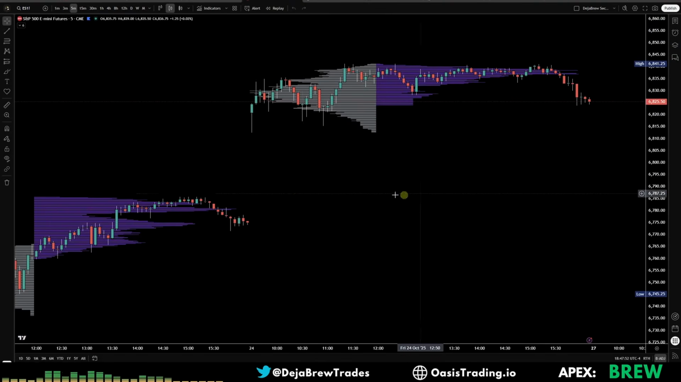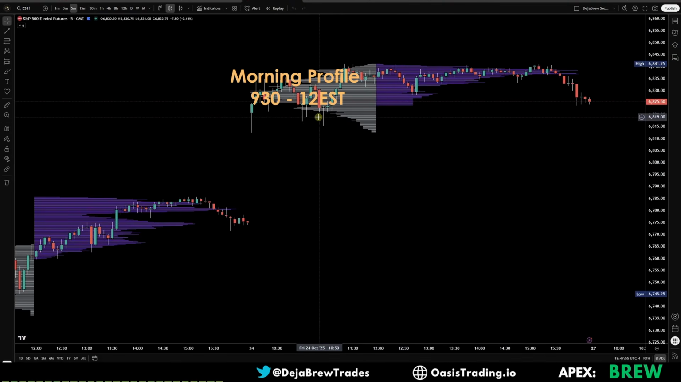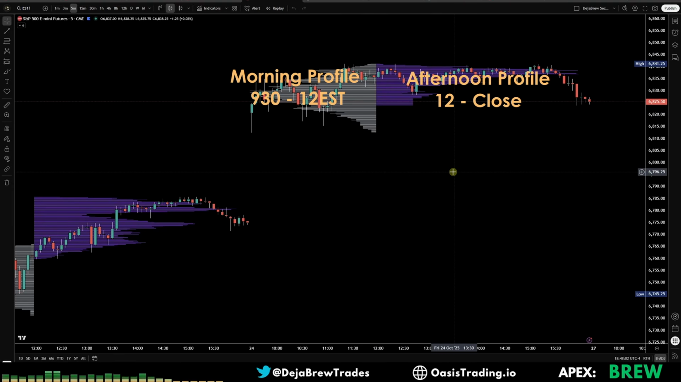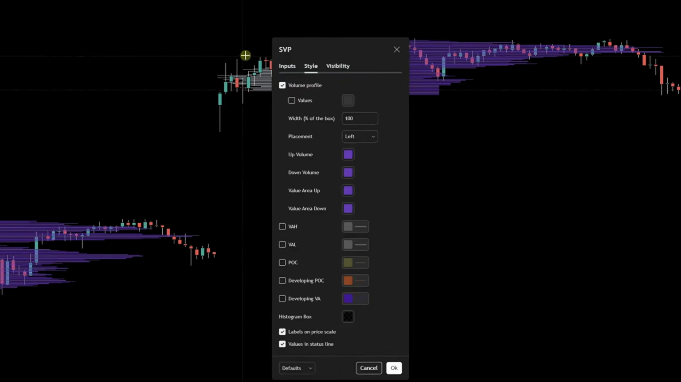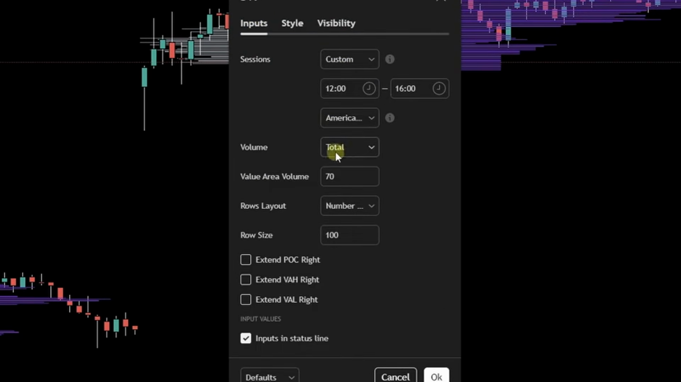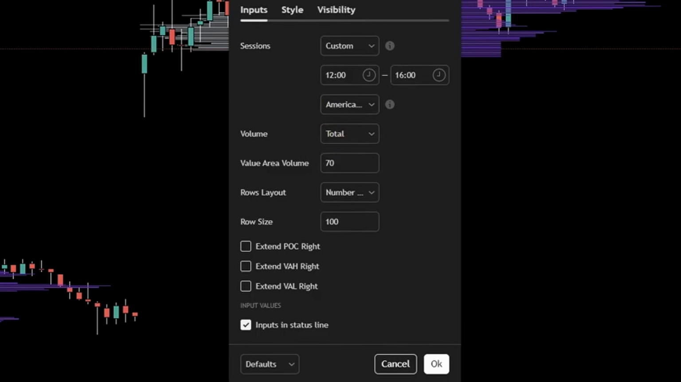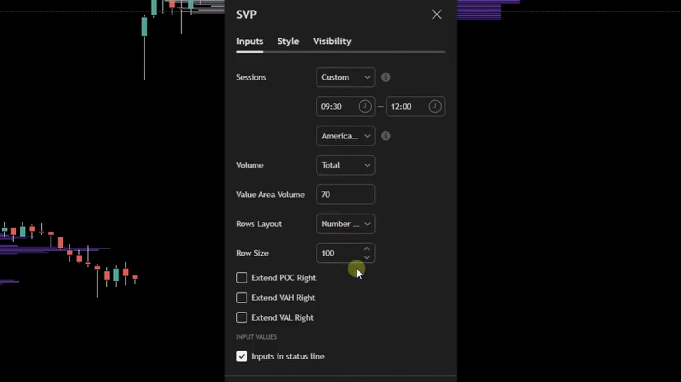We could also break it down based on the morning profile, starting from 9:30 to 12 o'clock Eastern, and then going into the afternoon, so everything past 12 o'clock into the close. There are many ways you can break these profiles up, right? So I'm going to show you a couple of ways that I like to do it. One of the main ways I like to do it is right here. I'll show you the settings for these, by the way, if you guys want to copy these on TradingView. This would be my afternoon profile settings, and this would be my morning profile settings.